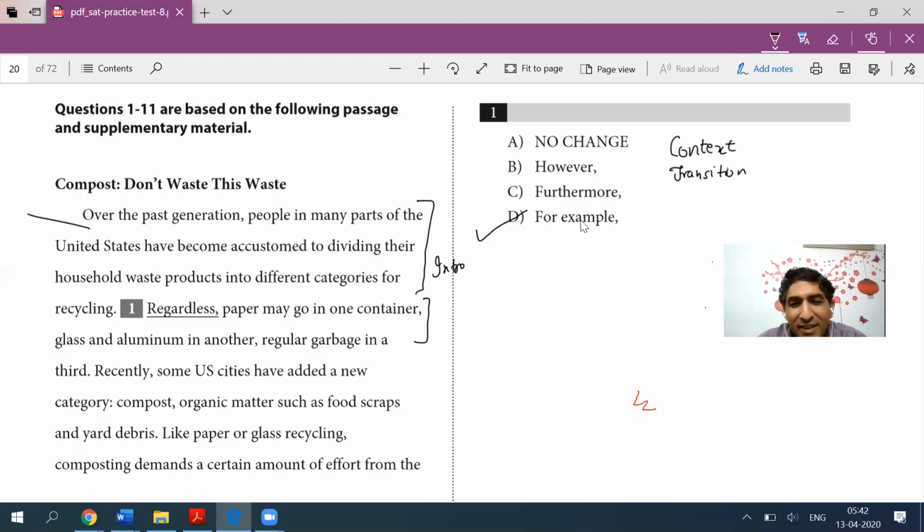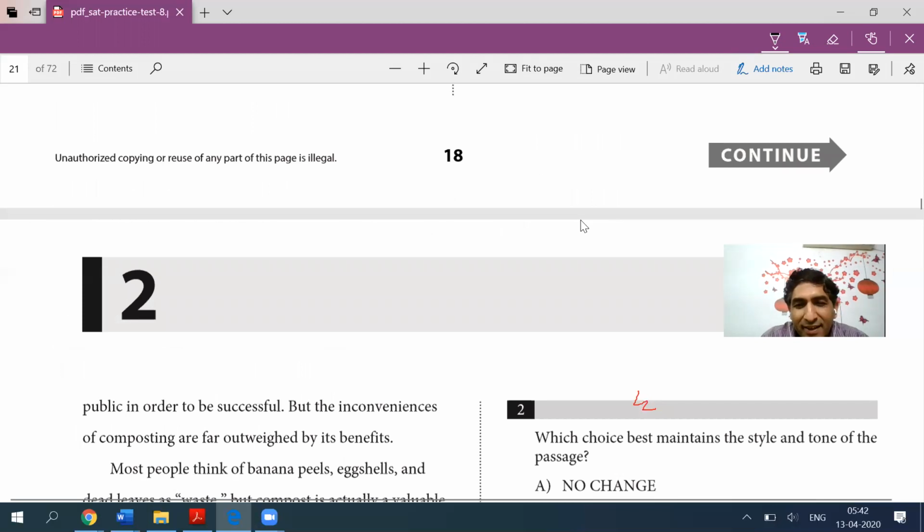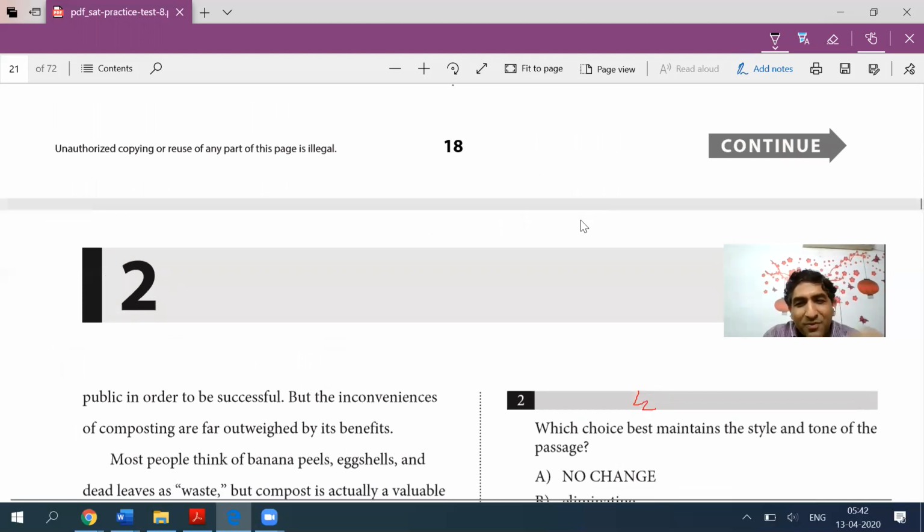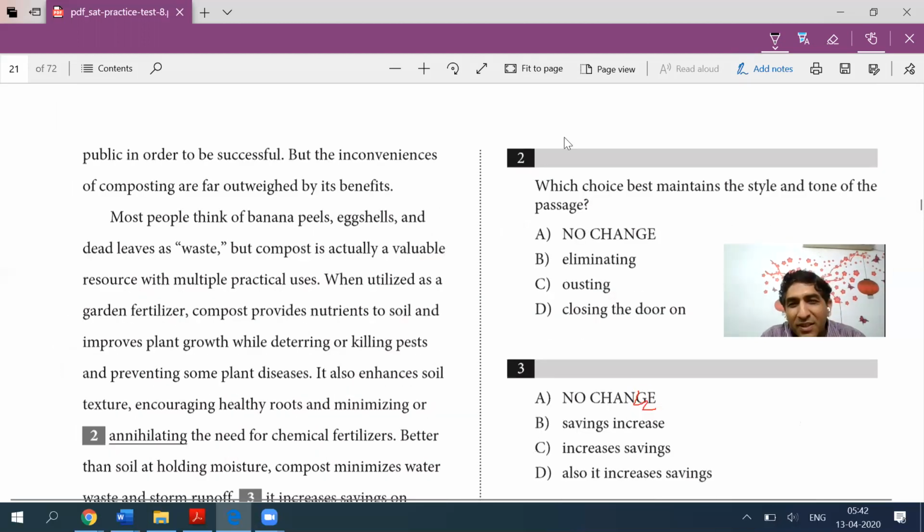Now again, I'll read the question and the options first before I go for solving it. Which choice best maintains the style and tone of the passage? Now, when you say style and tone, it means we want to maintain a consistent style, so whatever was going on earlier has to follow. No change, eliminating, ousting, closing the doors. Let me see. So basically, I have to select one word. This is the question here.